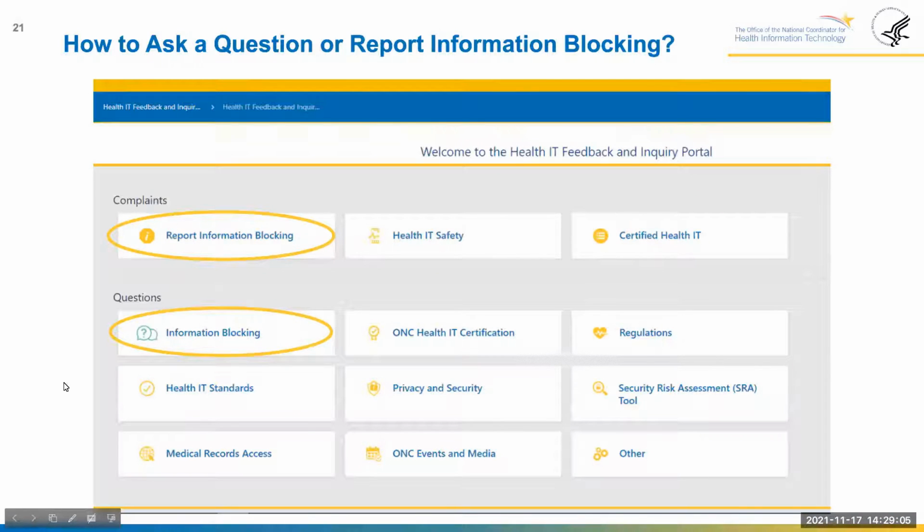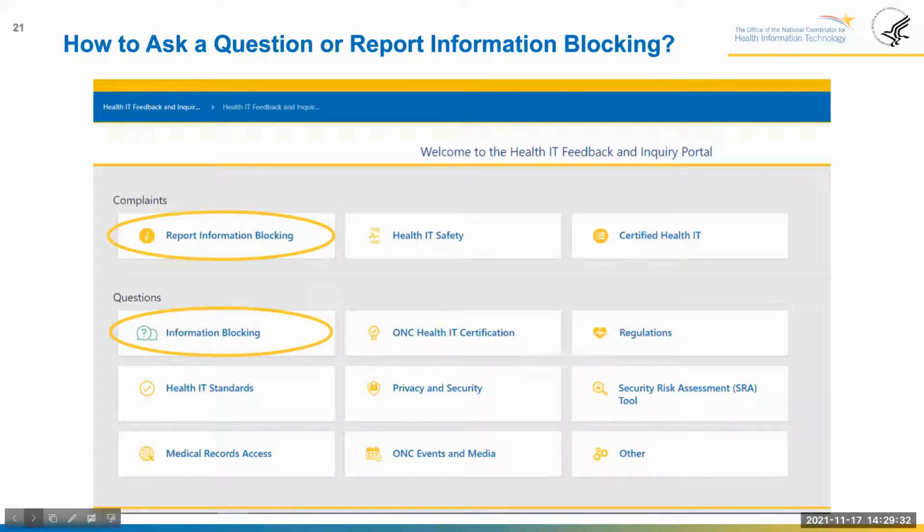about how to report information blocking. Yeah, thanks, Tom. And we're in the home stretch now. So we just wanted to show you the user interface on our website. And there's links in the last slide on how to get here. But if you wanted to ask a question about information blocking, other topics, and definitely if you wanted to report information blocking, you want to go here on our Health IT feedback and inquiry portal.